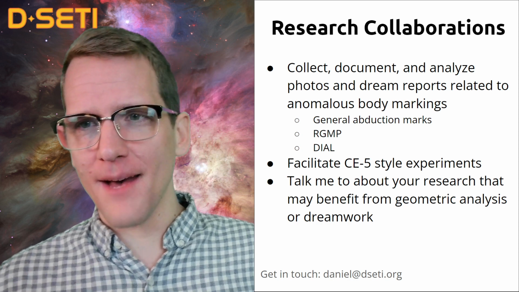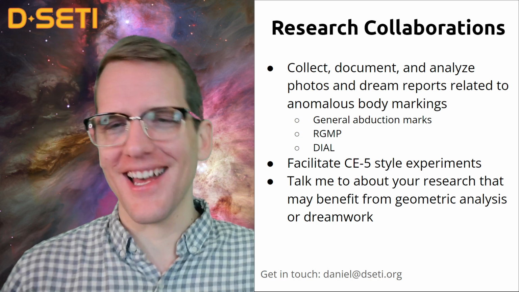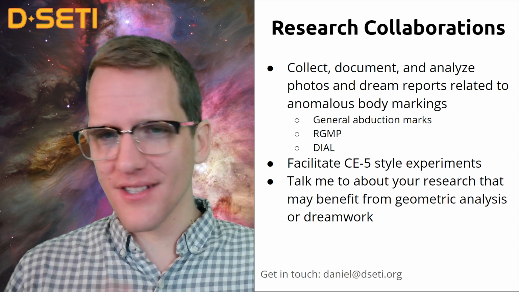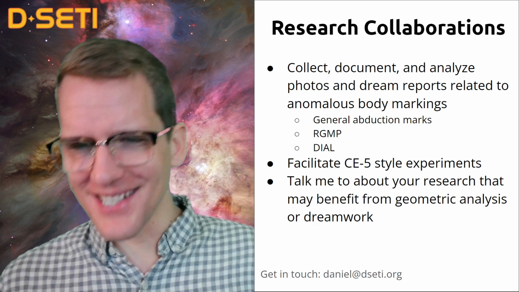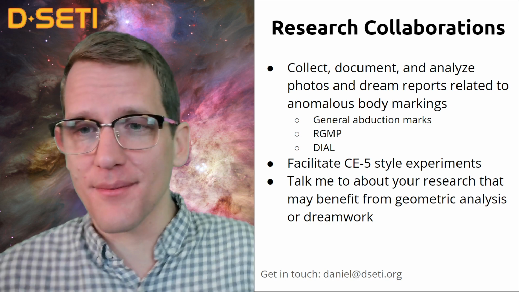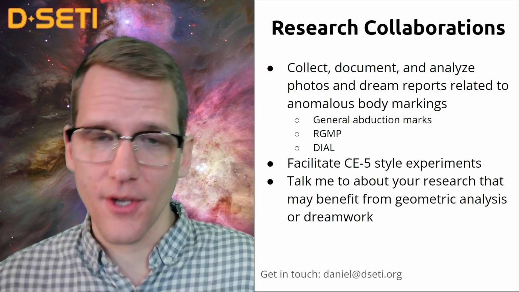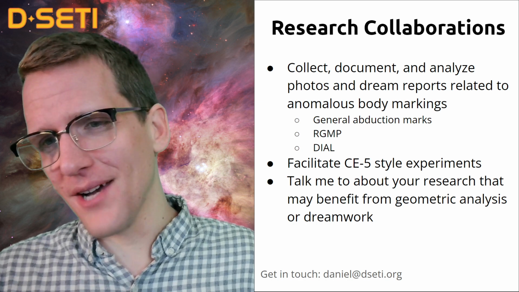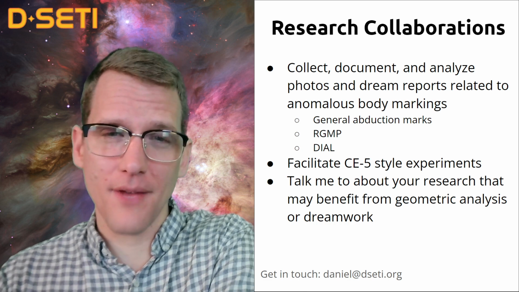I'm not sure if people realize that the diamond red grid mark is the same mathematical idea as the hexagonal circle grid. That's where we're at with it. There are clear typologies. They need to be defined, with taxonomies and things like that, so I need help with that. Also, facilitating CE5 style experiments or dream groups or something like that. This seems to be a communicative phenomenon, so let's communicate. And then I'd love to talk about your research that may benefit from geometric analysis or dreamwork. I love talking about these things.